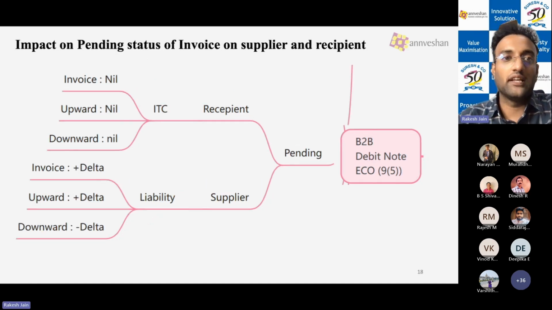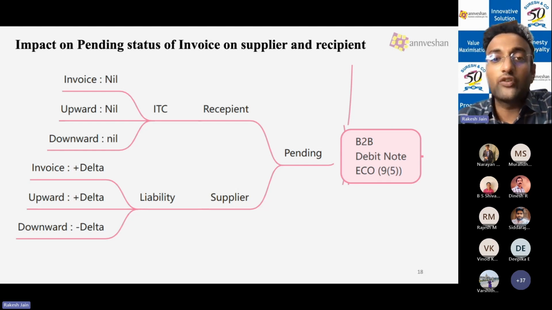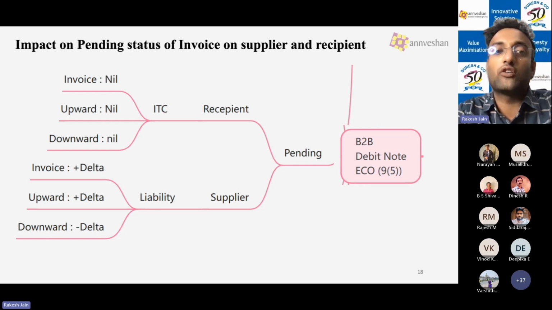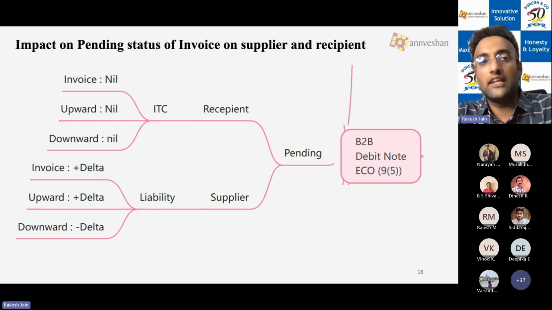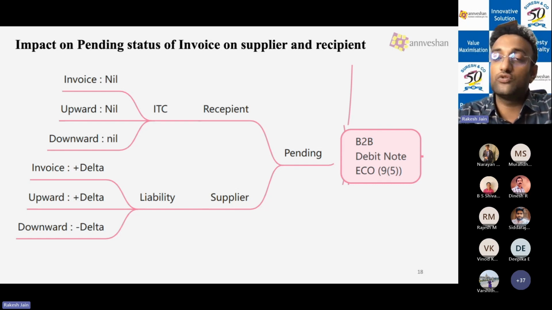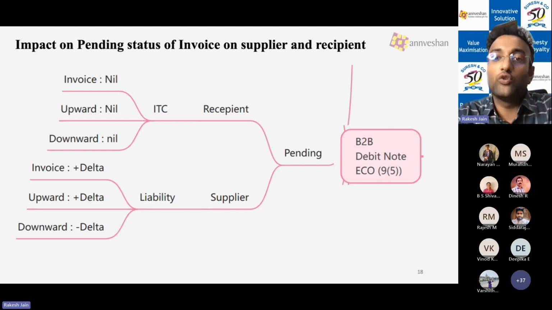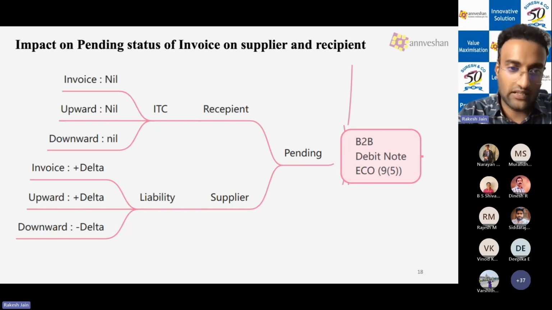Moving forward. Then what is the impact of the pending status of an invoice on supplier and recipient? As I will show in my further slides, how the system looks and how you can keep an invoice pending, for now I'm just taking you through the impact. Assuming you tick the checkbox saying the invoice has to be kept pending, then for the recipient there is no impact on the ITC, because you have kept it pending and neither accepted nor rejected it. But for the supplier, it is the same.